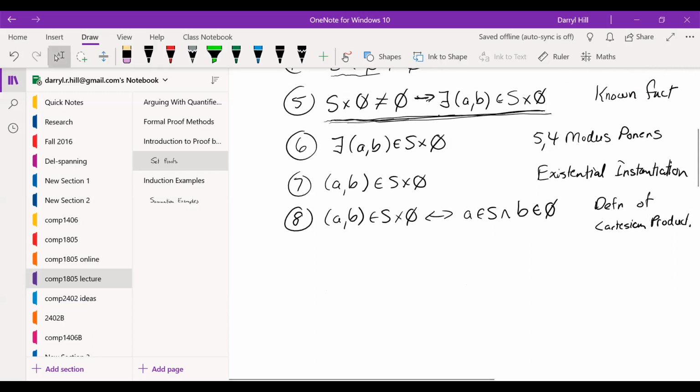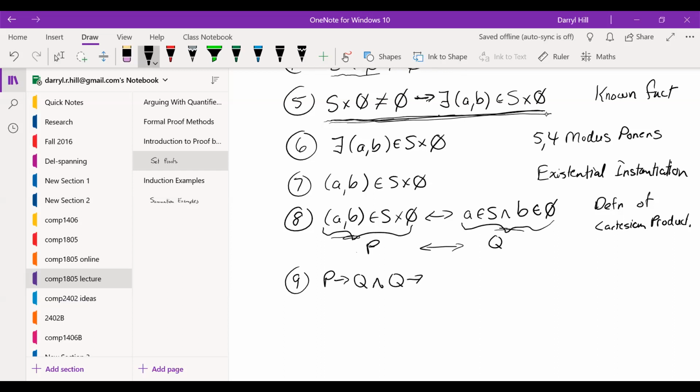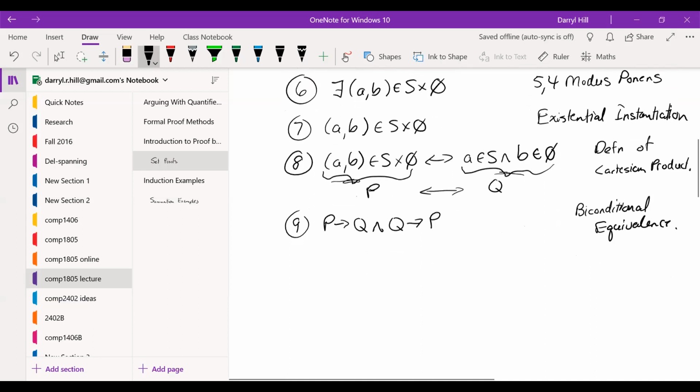Okay, and now I want to skip this step, but I'm not going to. I'm just going to simplify it a bit so I don't have to write it all out because it is kind of tedious. This is in a sense P if and only if Q, if I substitute P for this expression and Q for this expression. And so then I can use the implication equivalence, or the biconditional equivalence. And then we can use simplification to get what we want.